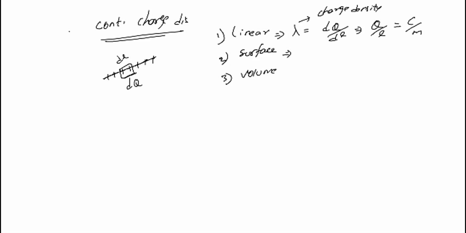Similarly for surface, the symbol is sigma. Sigma is equal to q by a, and coulomb per meter square is the unit. And for volume, it is 3 dimensional, I'll take it as rho. Rho is equal to q by v. The unit is coulomb per meter square. Sorry, meter cube. Coulomb per meter cube. These are your relations: linear, surface and volume.